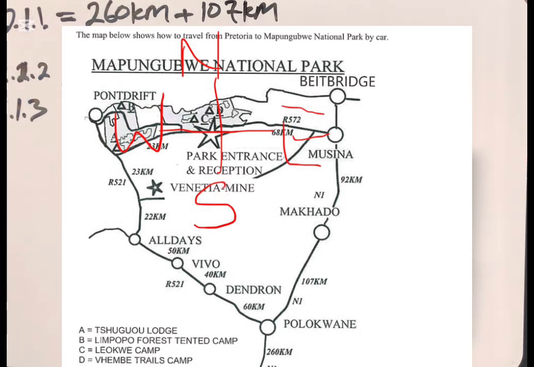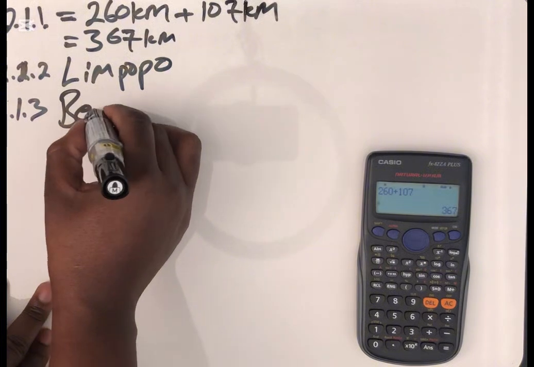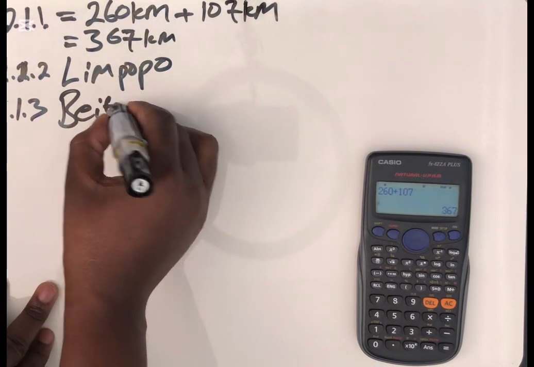Don't forget, this big star represents the park and the entrance. We go and draw our compass direction here. We can see that the location at our northeast is Bait Bridge. The answer here is Bait Bridge.